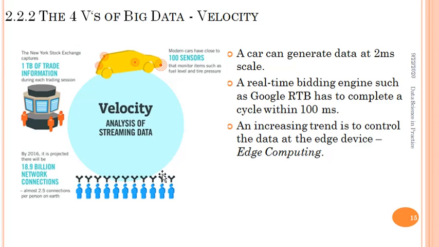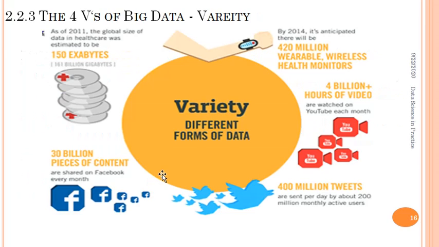So this data, which is being generated from not only sensors but also video devices, is being generated at a very large rate, or you can say that the velocity of this data is quite high, right? An autonomous car is generating data at the rate of 2 milliseconds. Similarly, edge computing devices, which are not only generating but also processing the data on the edge, are also generating data at a quite high rate.